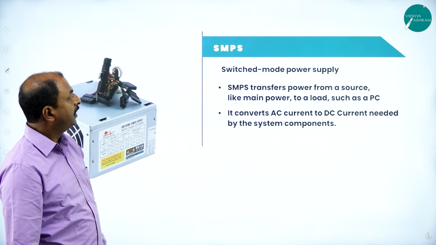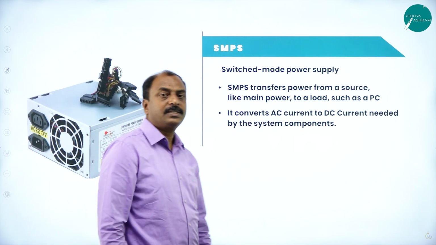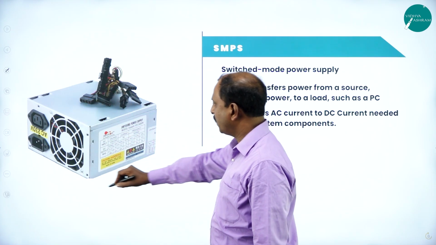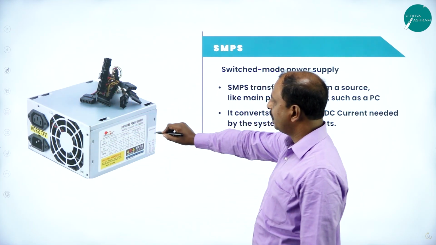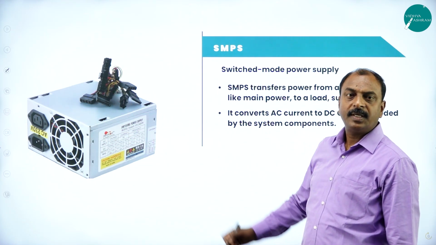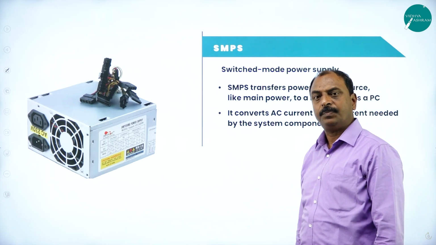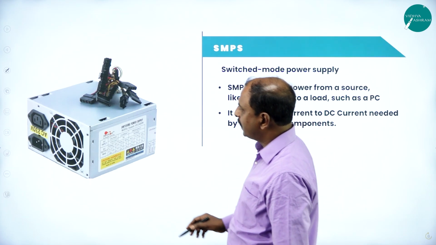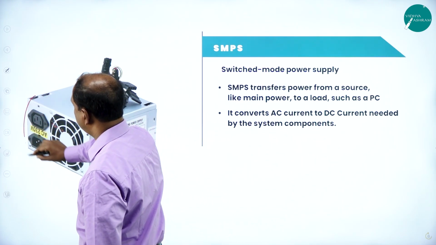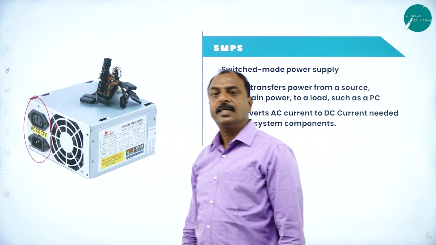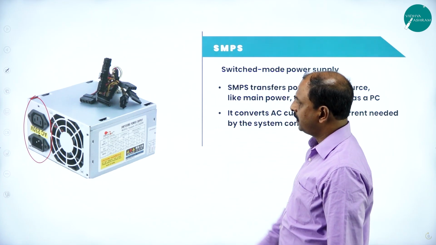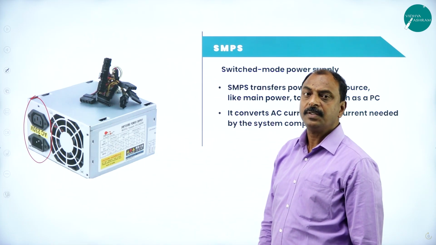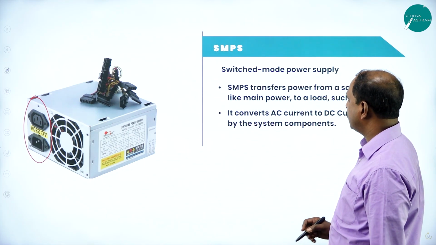Now let us see what SMPS is. Here we can see the image of the SMPS. This is the box, the SMPS, which you can find on the backside or rear side of your CPU. This is the main source of power supply, and you can see the connector here. This is where we connect the main cable, and it takes the input as 230 V AC power from the main power supply.